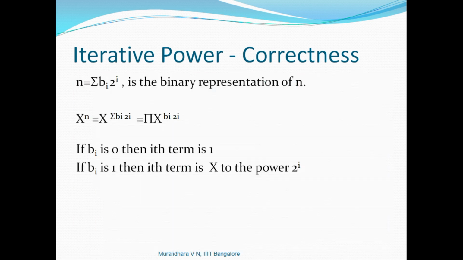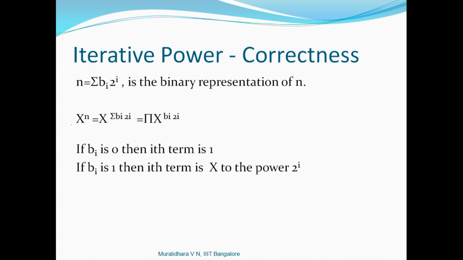So the idea here is that let's just look at the n in the binary representation. n can be written as a summation of b of i into 2 to the power i. This is the binary representation, so b of i will be either 0 or 1. Every number has a binary representation, so we are looking at the binary representation of n, which is equal to summation of b of i into 2 to the power i. b of i is either 0 or 1.